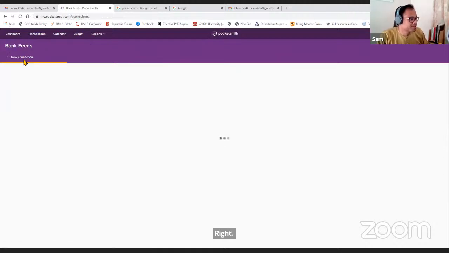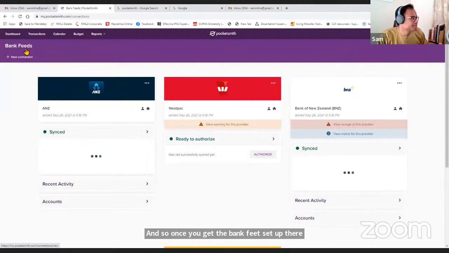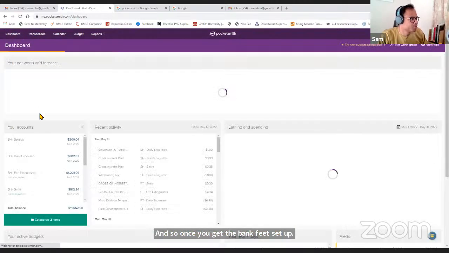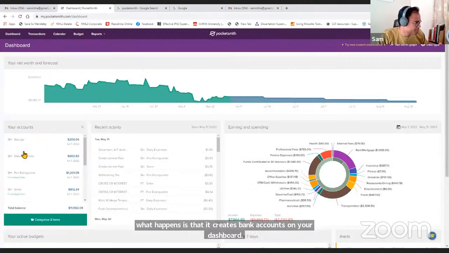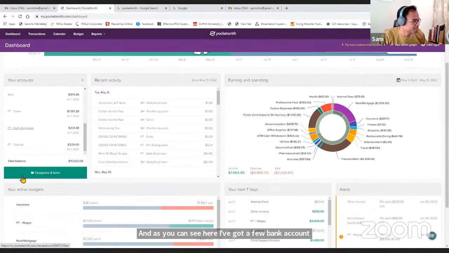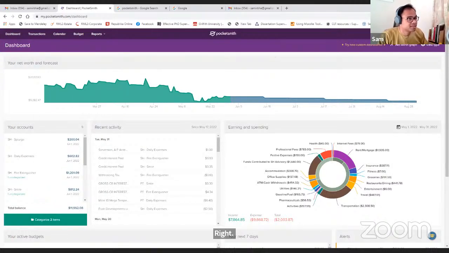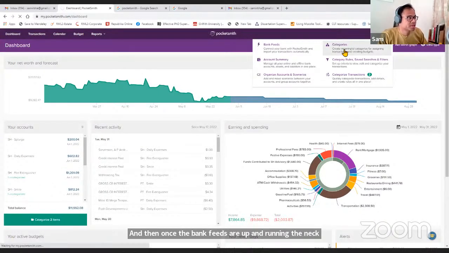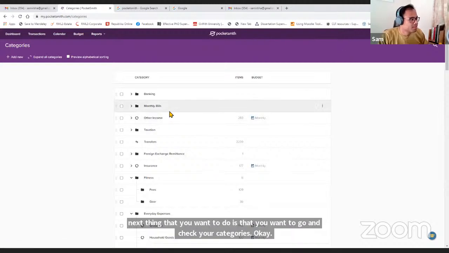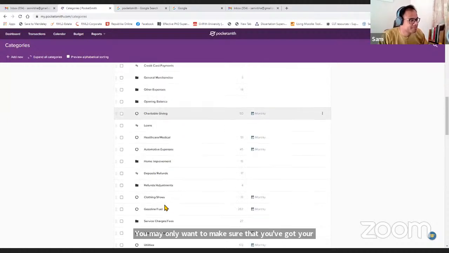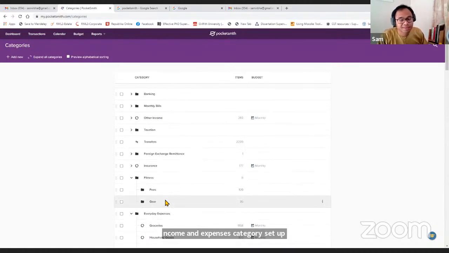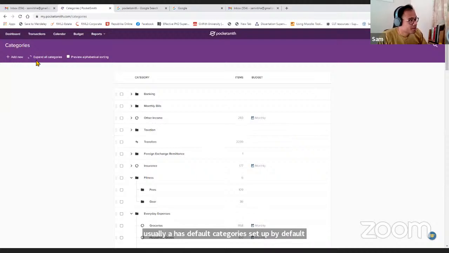And so once you get the bank feed set up, then what happens is that it creates bank accounts on your dashboard. And as you can see here, I've got a few bank accounts set up for our personal expenses over there, right? And then once the bank feeds are up and running, the next thing that you want to do is go and check your categories, okay? You mainly want to make sure that you've got your income and expenses category set up. Now, PocketSmith usually has default categories set up, but you can always add new categories if, say, you have specific expenses that you want to categorize.